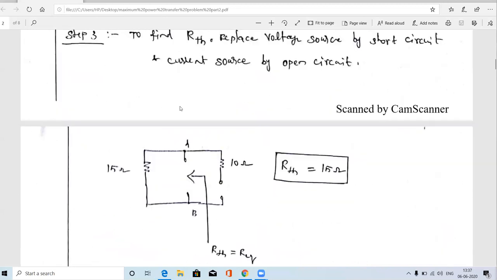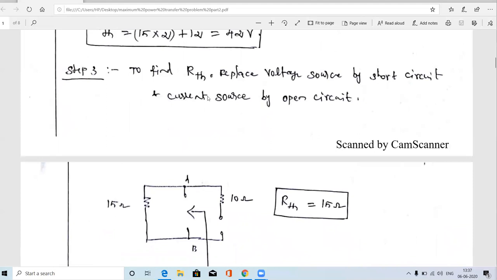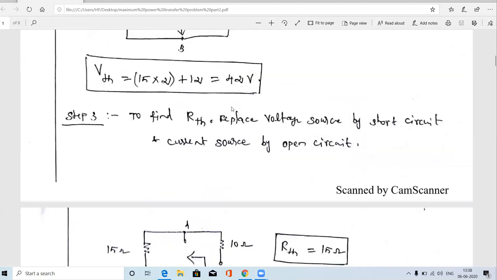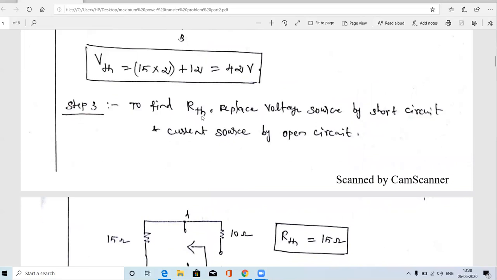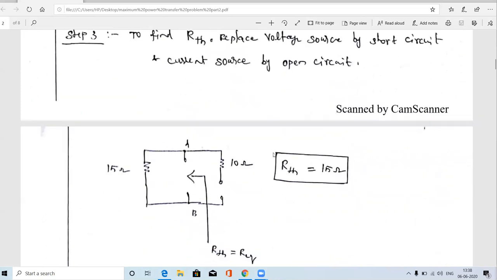And the next step is to find RTH, the Thevenin's resistance. While calculating the Thevenin's resistance, you know that in the given circuit we have to deactivate the voltage sources and the current sources. Deactivating the voltage source means it is short circuited, and deactivating the current source means it is open circuited. So in order to find RTH, replace the voltage source by a short circuit and the current source by an open circuit. This is the condition.